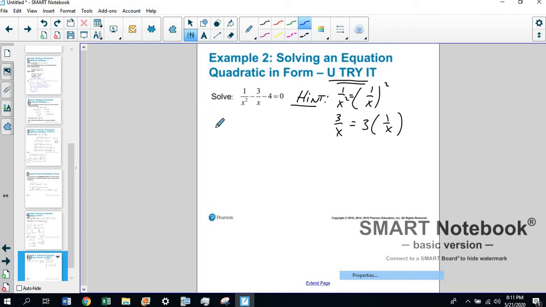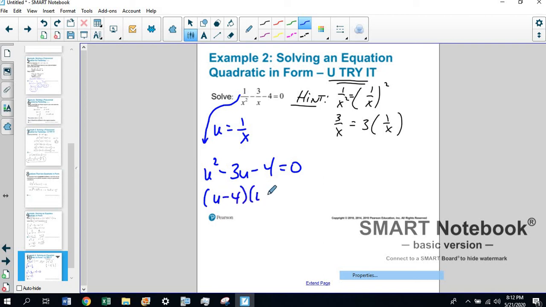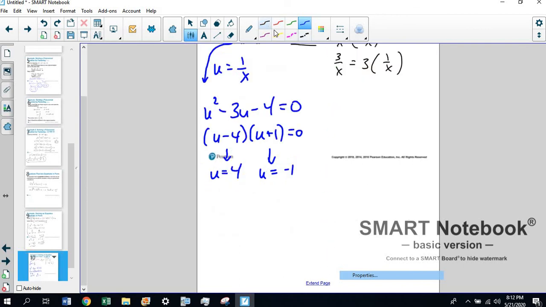Okay, so it's pretty obvious we're going to let u equal 1 over x. I hope that went well. And so that means u squared is 1 over x all squared, which is 1 over x squared. So this equation becomes u squared minus 3u minus 4. That's easily factored into u minus 4, u minus 1, or plus 1, which tells me that u equals 4 and u equals negative 1. But again, it's not about u. What was u? u was 1 over x. And so this means 1 over x equals 4 and 1 over x equals negative 1.